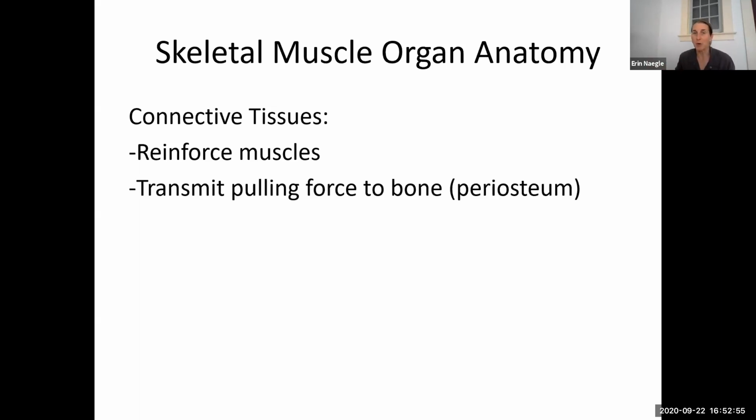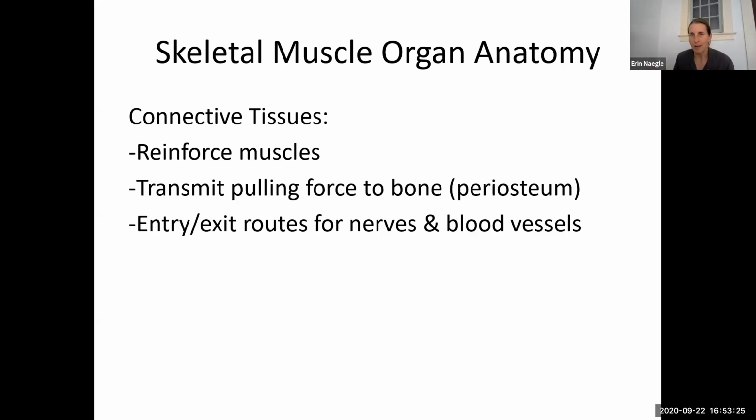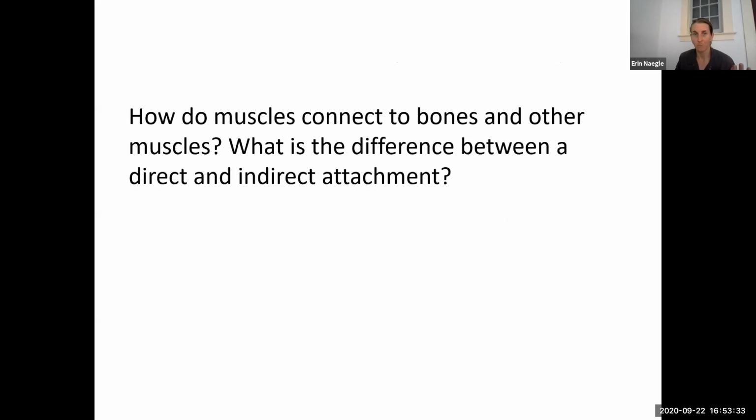They're also going to transmit that pulling force to bone. We've talked about that with the tendons, right? Plug into that periosteum so that the contraction work is being done by the skeletal muscle, but it's also pretty fragile, right? That can get damaged pretty easily. The connective tissue, that's pretty tough. So we're going to use the connective tissue to plug into the bone to pull on those bones. It also helps to organize our muscle, and it's going to give these entry and exit routes for things like nerves and blood vessels. Awesome.